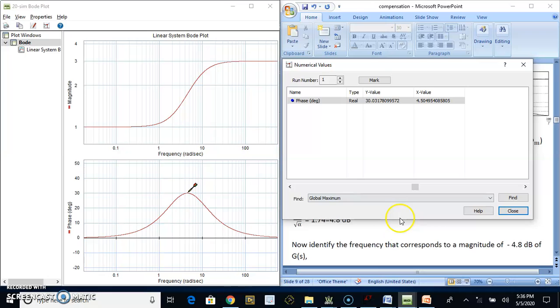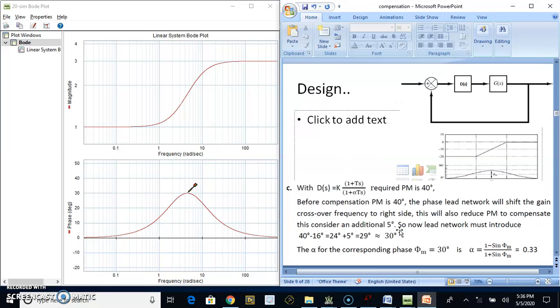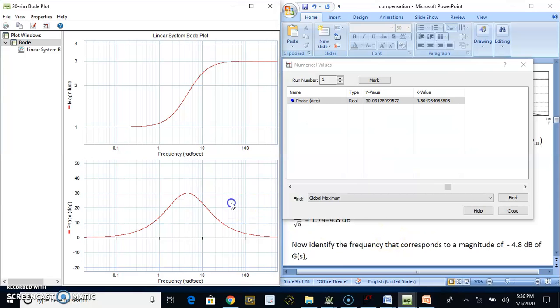So that's what we wanted. This network should introduce 30 degrees. So this is 30 degrees to be introduced, and that is what is being introduced by this particular network. Let me again find out what the maximum is. You can see it is 30 degrees and the corresponding frequency is 4.5.